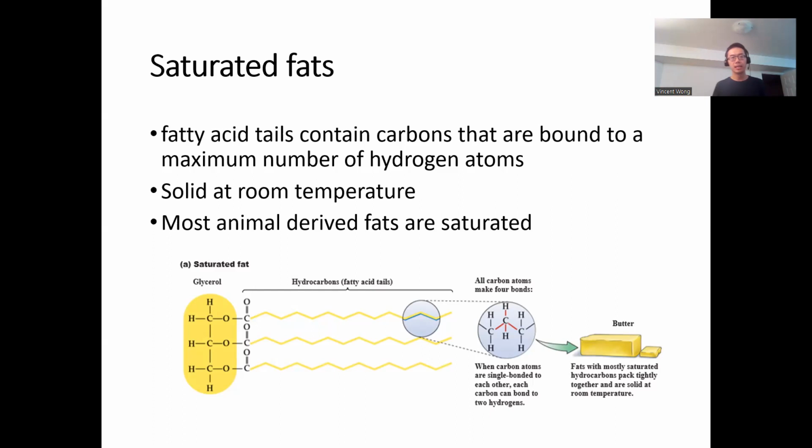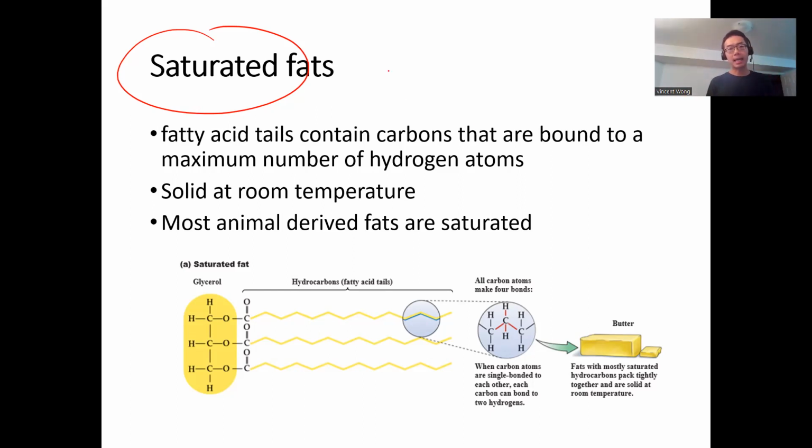And here's why. Saturated fats have the glycerol, just like the unsaturated fat. But what sets them apart is the tail that is attached onto it. It is the kind of fatty acid that is attached to it. It's called saturated because the carbon atoms in the fatty acids are bound to a maximum number of hydrogen atoms, meaning they are full of hydrogens. You can't put any more hydrogen on them. They are saturated with hydrogen. That's where the name comes from.